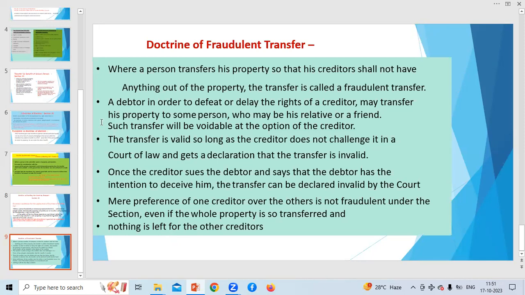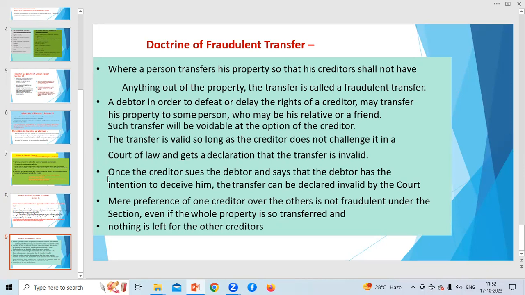To show that the person doesn't have any property, he transfers that property. So that is a fraudulent transfer. A debtor, in order to defeat or delay the rights of a creditor, this is also an example, may transfer his property to some person who may be his relative or a friend. Such a transfer will be voidable at the option of the creditor. The transfer is valid as long as the creditor does not challenge it in a court of law and get a declaration that the transfer is invalid. So the creditor has to file a complaint and challenge that in a court of law. Otherwise, it is a valid transfer.